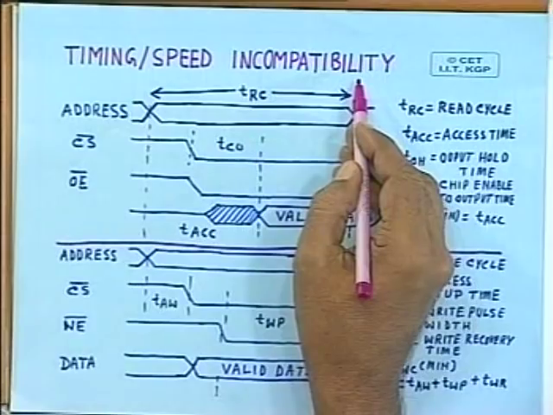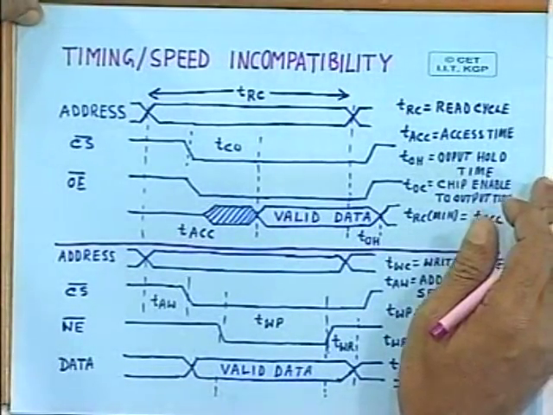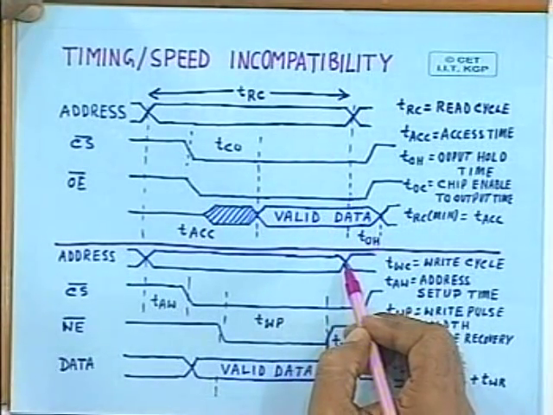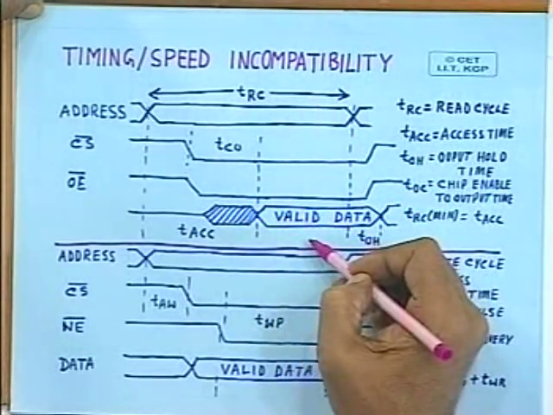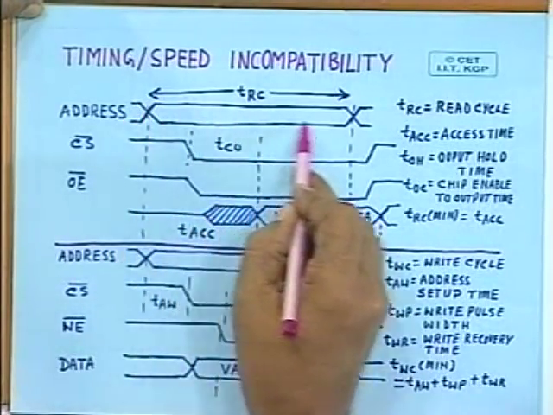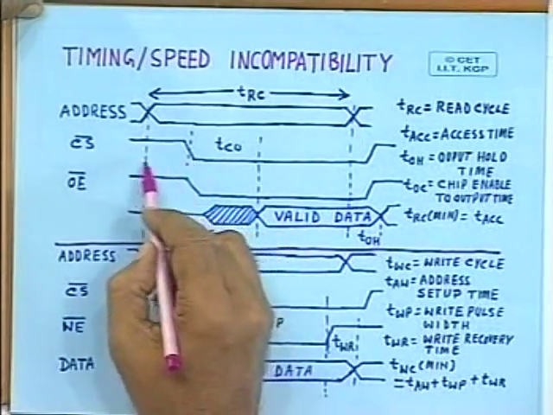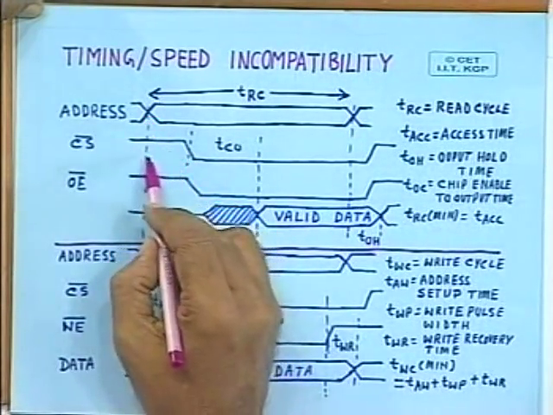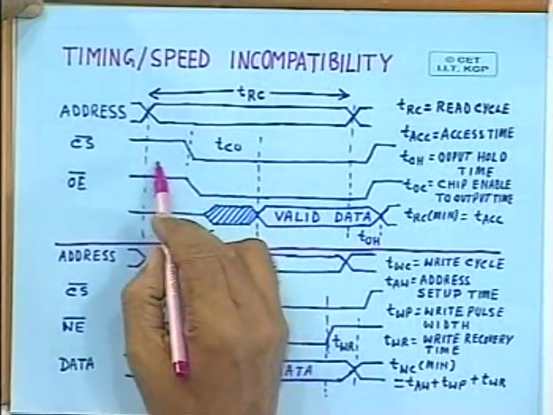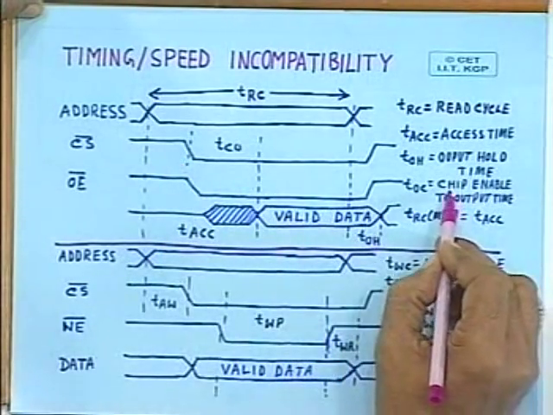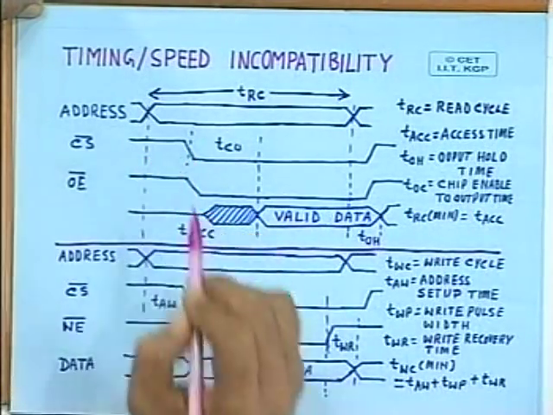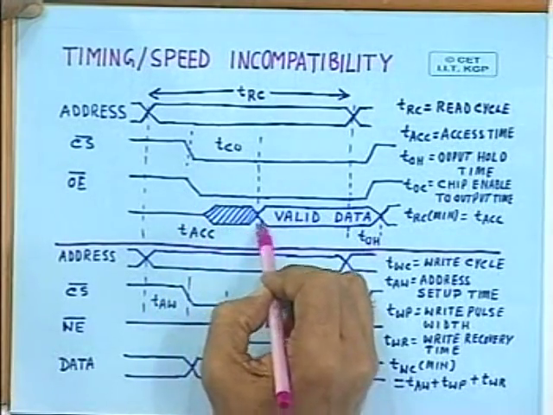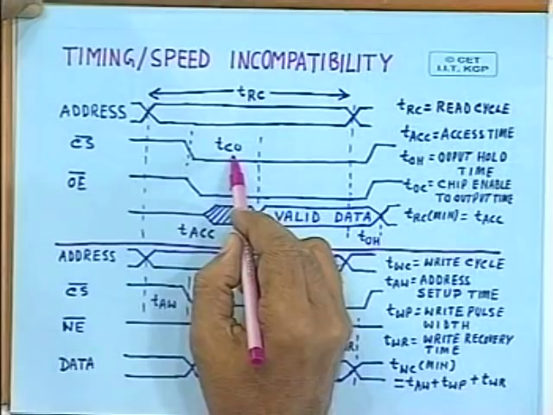Now comes the third problem, that is timing and speed compatibility. Here I have shown the timing and speed incompatibility. To illustrate that, this is the timing diagram for reading from a memory chip. After you apply the address and the chip select, you can see there is a delay between the generation of the address and the generation of the chip select. After the chip is enabled, you get valid data after some time, and this time is known as TCO.